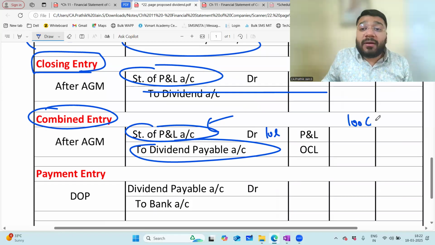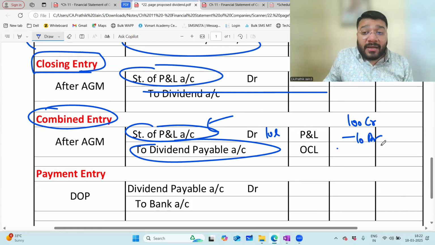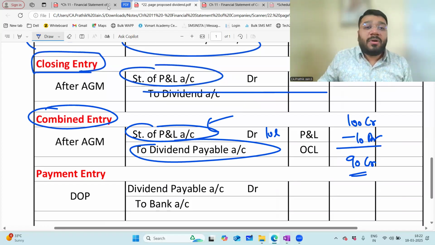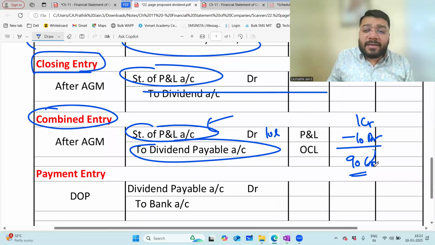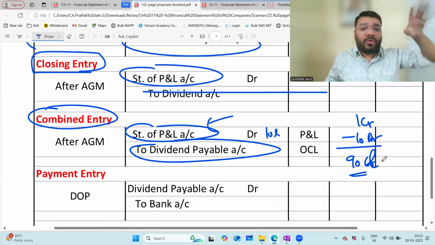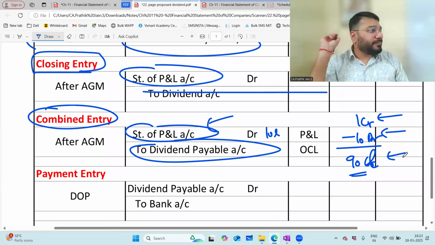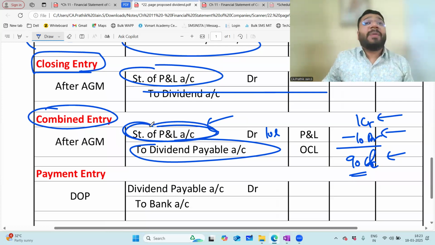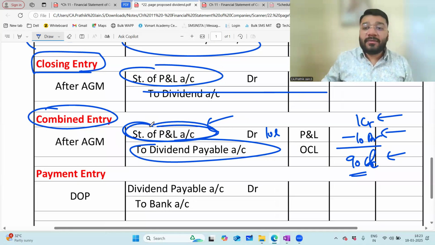Let's say my profit is 100 crore. In that, if I debit 10 lakh to the P&L account, it will be minused from here and the balance will be how much? 90. Or let me make this 1 crore. 1 crore minus 10 lakh is how much? 90 lakh rupees. Correct? No, 1 crore is the total profit. In that, 10 lakh is the dividend to be paid. So 1 crore minus 10 lakh is 90 lakh rupees, the balance amount. So the moment I debit this amount in the statement of P&L, the dividend has the impact of reducing your profit in the P&L. Am I loud and clear?